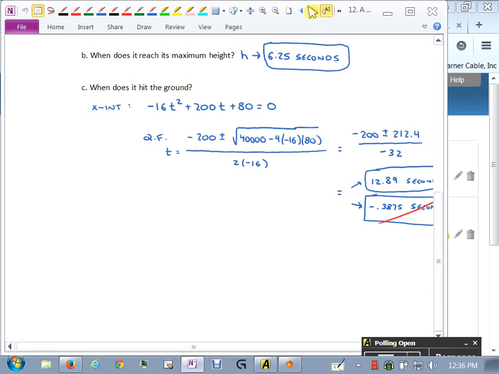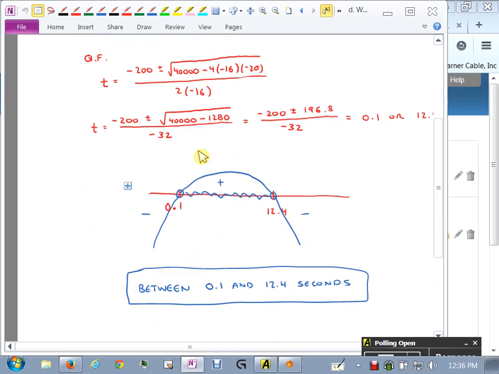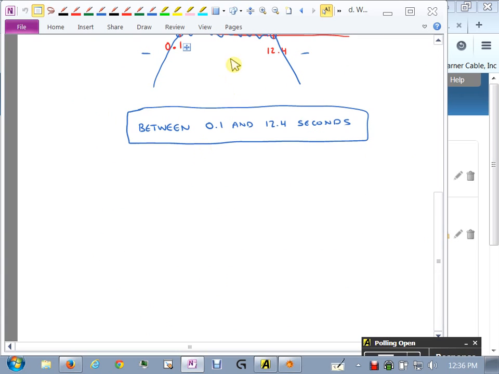I think there's more, right? When is the ball higher than 100 feet? This is a quadratic inequality. When is it higher than 100 feet? Not when is it 100 feet? And that is all, right?